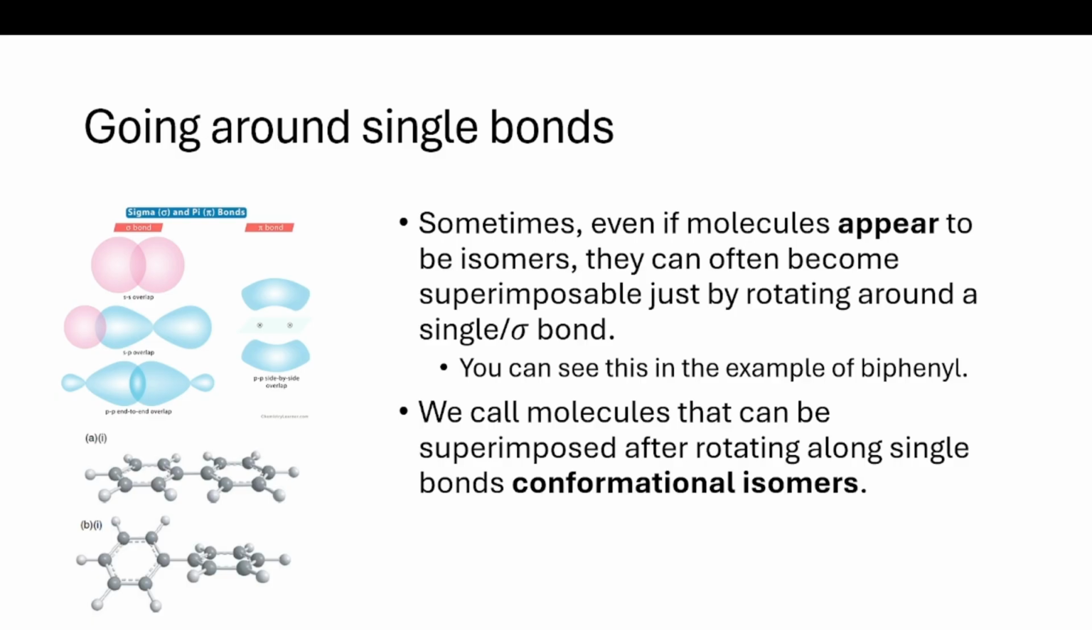Now, in addition to this concept of superimposability, I also wanted to briefly talk about another type of isomer known as conformational isomers. Not constitutional, but conformational. This comes out of a concept where if you have two molecules, even if they do appear to be isomers in some way, you can superimpose them just by rotating around a single bond.